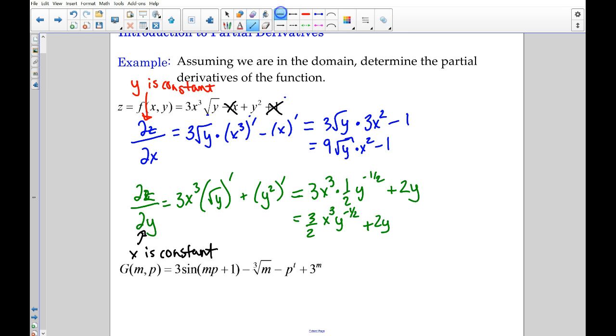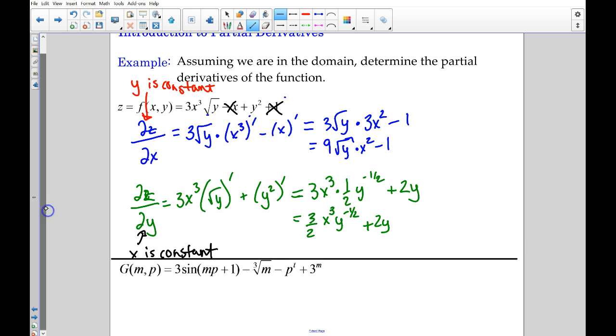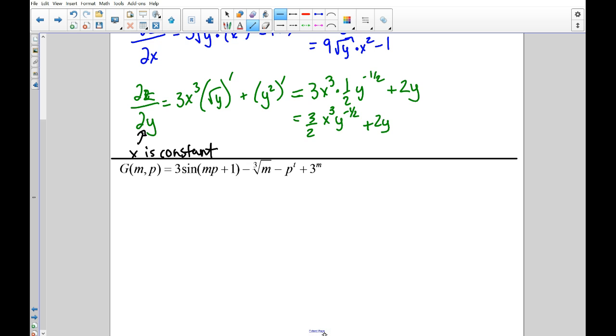Okay. Now, let's look at another example briefly. I'm going to look at g of m and p. I'm only going to do one, and then I'm going to encourage you to pause the video, find the other, and then I will give the solution to the other one. So g is a function of m and p, and then this is the function for that entire thing.